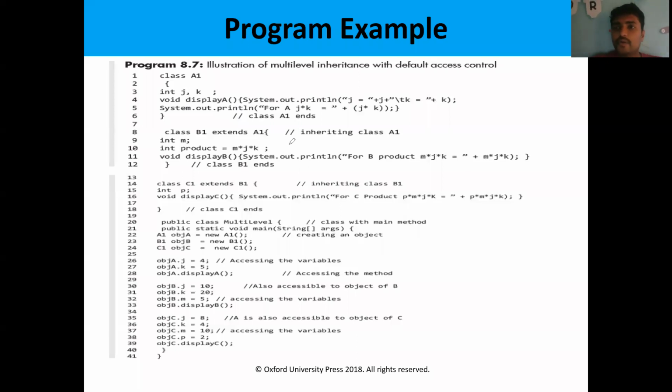Then we are going to create the class D. Class D is the subclass which inherits the properties from class C. So here class C is the superclass. Let us see one example for multi-level inheritance.